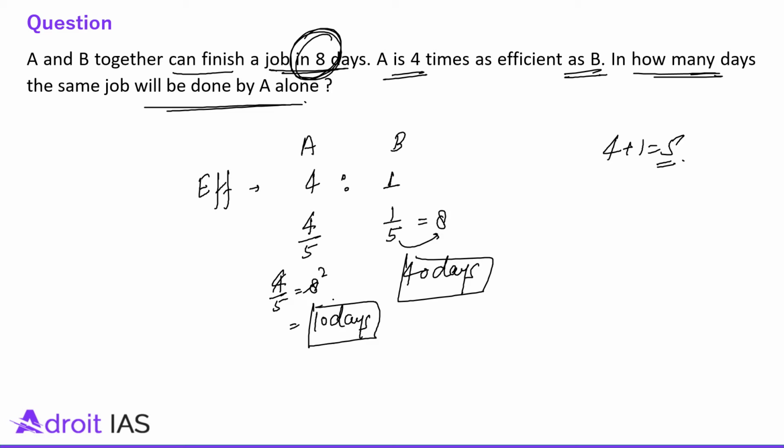In fact, you can do it like this also. The ratio of the efficiencies is 4:1. Then the time taken will be in the ratio 1:4. So 4 is equal to 40, then 1 is equal to 10. You can solve it like this also, or you can solve it like this also, right? A very similar question to the previous one, and a very similar kind of solution also, right?